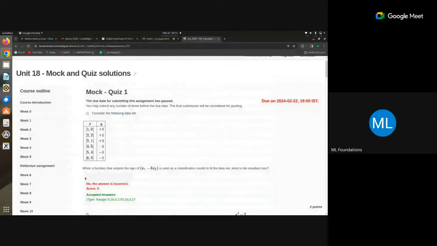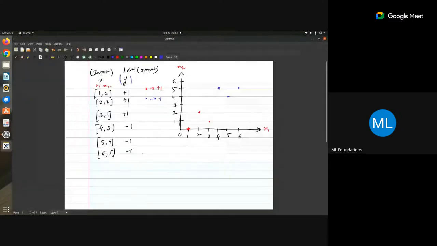Okay. So now we'll try to understand what the question is. Question says, when a function that outputs the sign of x1 minus 3x2 is used as a classification model to fit the data set, what is the resultant loss? So what kind of problem is this? It's a classification. Supervised or unsupervised? Supervised. Why supervised? Because you have the label. We have the data and the corresponding labels, and hence it is a supervised learning algorithm.